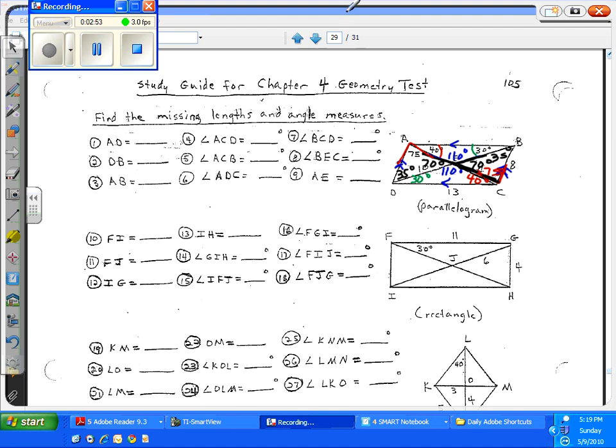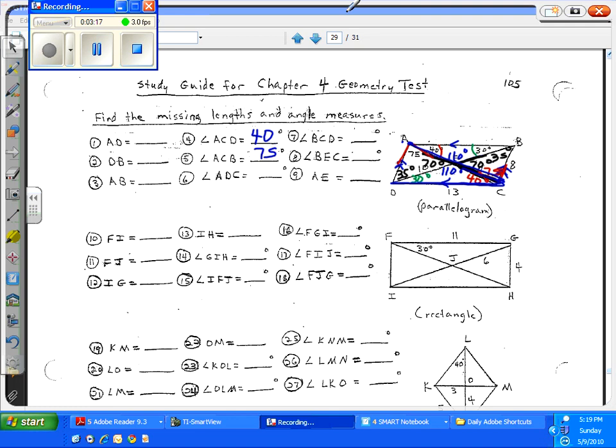So angle ACD, I'll do it in blue here. Remember, you go from A to C to D. Angle ACD is 40 degrees. Angle ACB is 75 degrees.